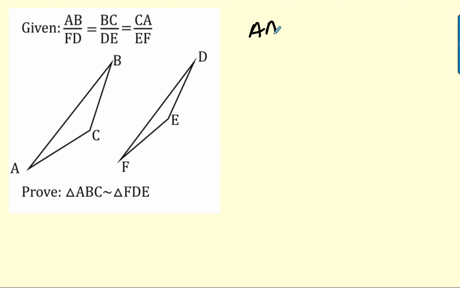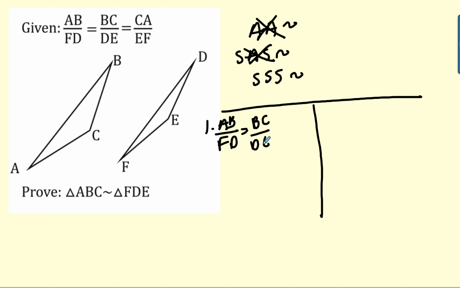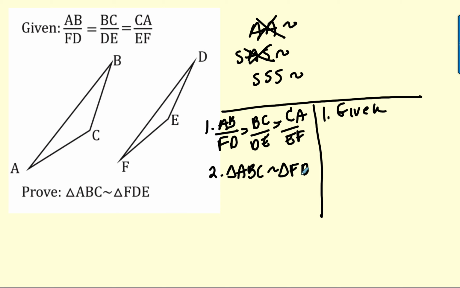The three methods again are angle-angle similarity, side-angle-side similarity, and side-side-side similarity. No angles are given, so neither of these are useful. And step 1 is to write out the information about all the sides. They are in proportion. And that's in the given, and this is all I need. So now step 2 is I can say that they are similar, and my only method available is SSS similarity.